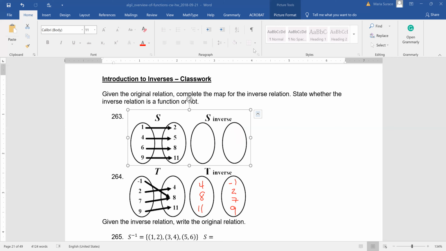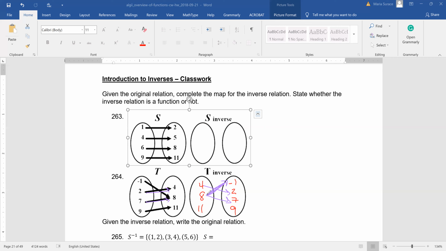So since -1 used to go to 8, 8 now goes to -1. Since 2 went to 4, 4 now goes to 2. So far, so good. But now take a look what happens with 7 and 8. 7 used to go to 8, which means 8 has to go to 7.